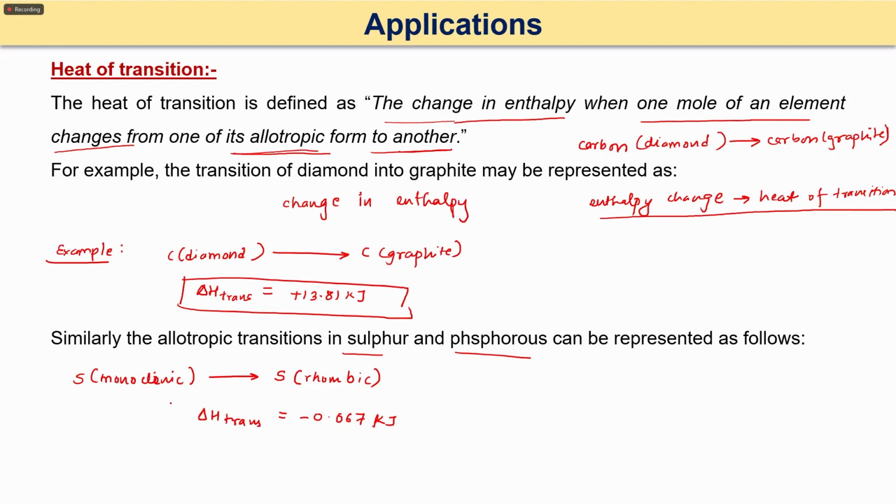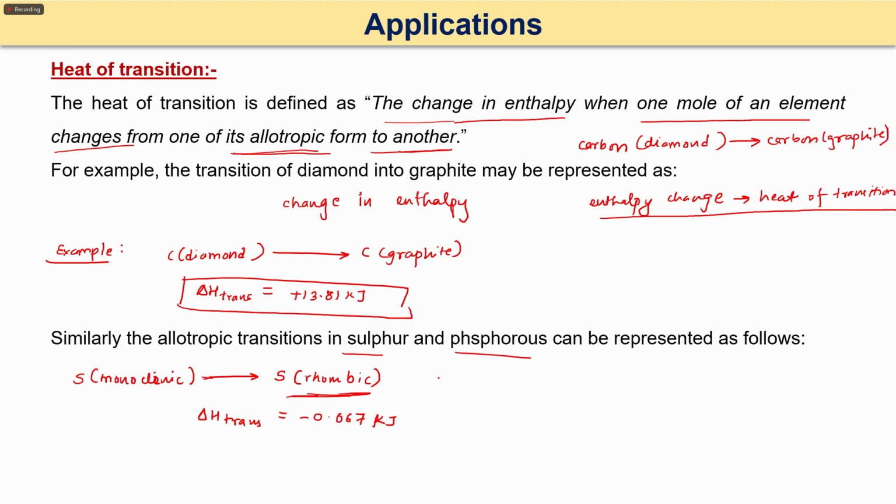So here you don't need to provide any energy. This is an exothermic reaction. This can happen without providing any kind of energy. That means your rhombic form is more stable. So the sulfur in its rhombic form is more stable than its monoclinic form. That's why your heat of transition is negative, which means you will not have to provide any energy.